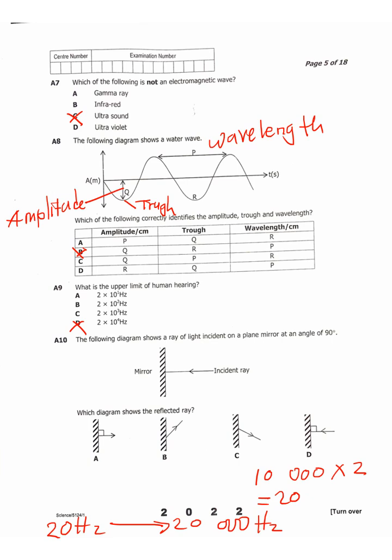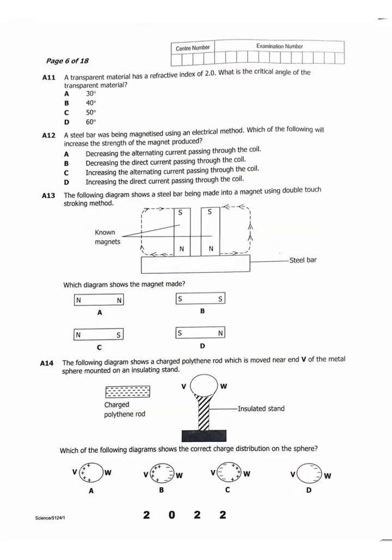Question 10. The following diagram shows a ray of light incident on a plane mirror at an angle of 90 degrees. So what happens to light when it strikes a medium at an angle of 90 degrees? We expect the reflection to occur along the same line but in the opposite direction. So the answer here is A. Whenever light strikes a medium at an angle of 90 degrees, there is no angle of incidence and also no angle of reflection.